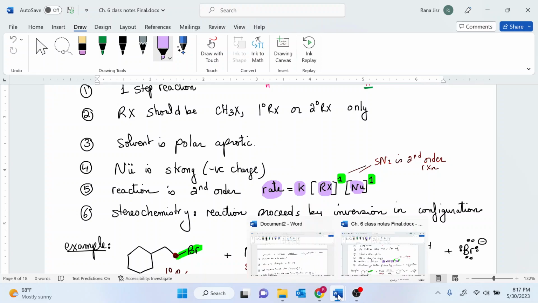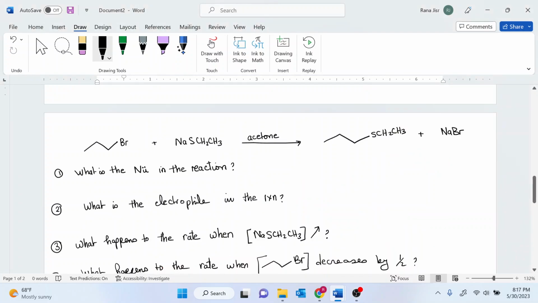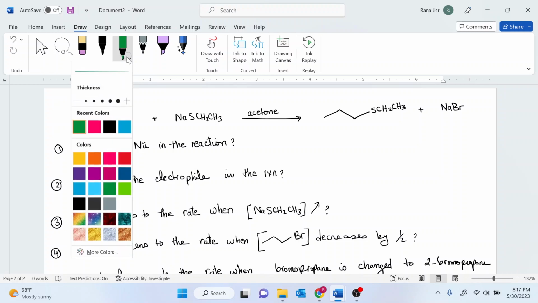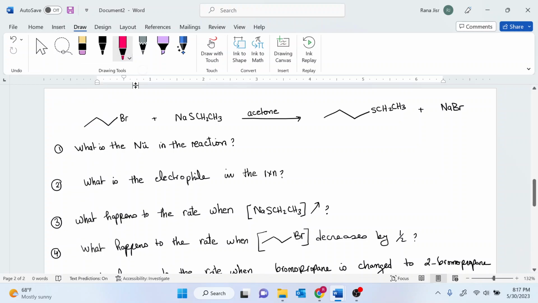Let's have an example. Okay, so if you have a reaction like that, the first thing that you would need to check is whether the reaction is an SN2 or an SN1 reaction. So let's start with the alkyl halide that we are using. Our alkyl halide here is a primary alkyl halide. Primary alkyl halides work with SN2. So far the reaction is an SN2 reaction.